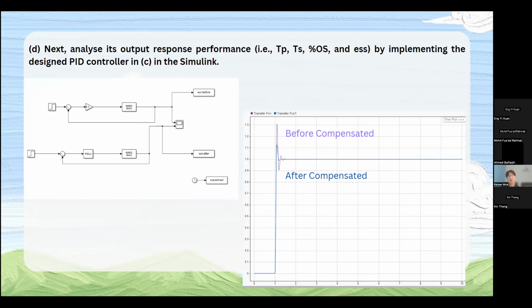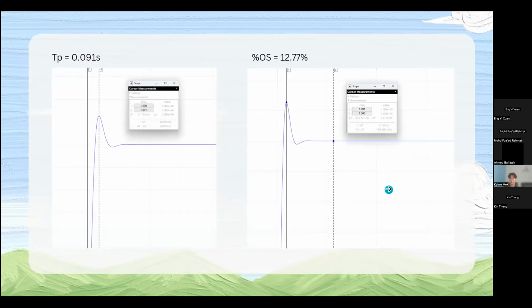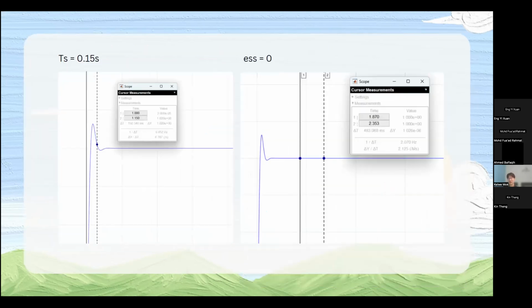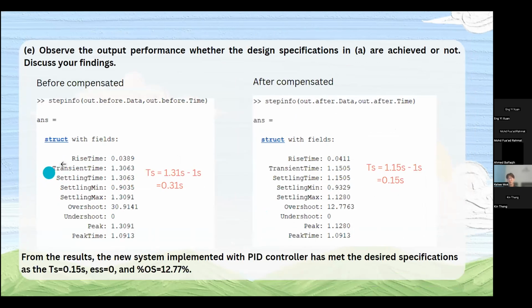results. So from the figure, we can see the signal before and after the compensation. From that, we can see the overshoot is reduced and the setting time becomes faster, so that the system can reach steady state faster. And next, this is how we calculate the overshoot, the SS, and so on. Before the compensation, our overshoot percentage is reduced from 30.92 to 12.77. And the setting time is from 0.31 seconds to 0.15 seconds. So from the result, we can conclude that our system implemented with the PID controller met all the desired specification.